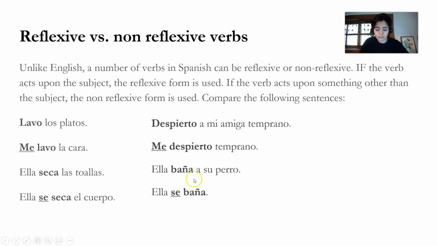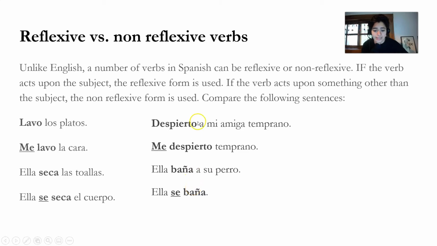Ella baña a su perro. She washes her dog. Ella se baña. She takes a bath. So bañarse here, it's a reflexive use of the verb because she is washing herself. But ella baña su perro. Ella is performing the action, that's the subject, and el perro is receiving the action.